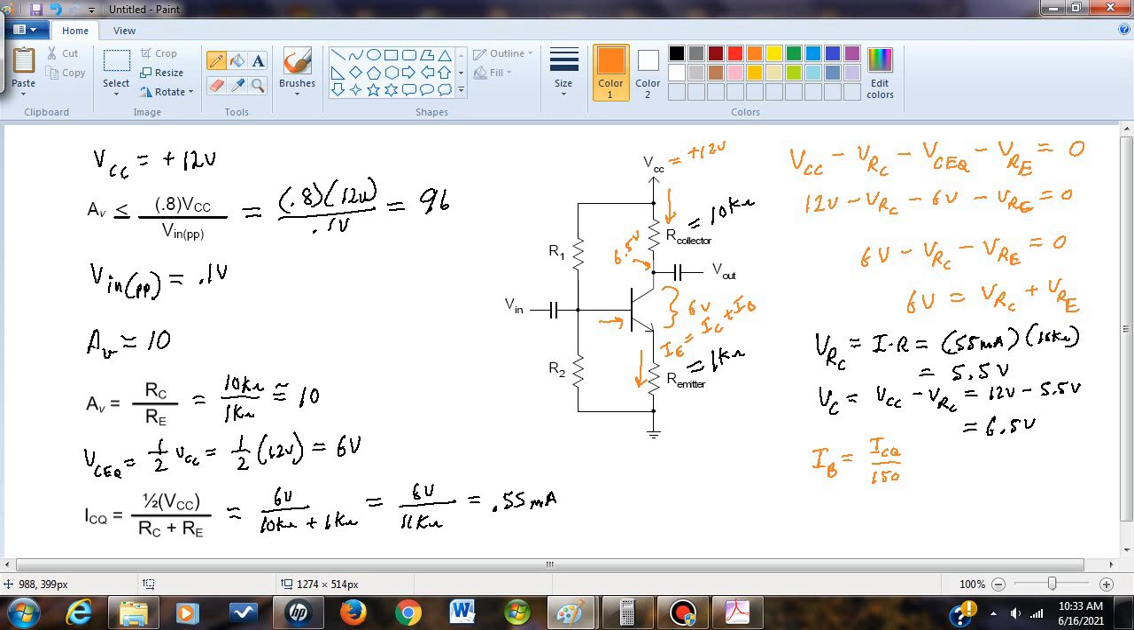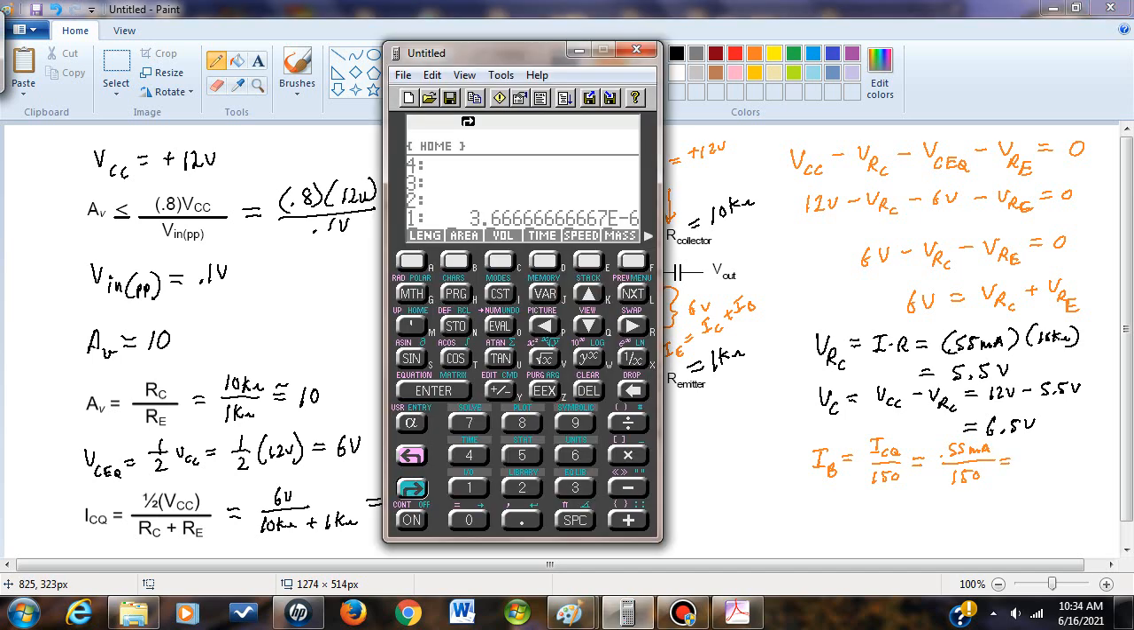But we can algebraically rearrange that to solve for IB, where ICQ is what we're going to be using in our equation, which is equal to 0.55 milliamps. And we're going to divide that by 150 to get the base current. The base current, as we can see here on the calculator, is going to be rather small. It's going to be equal to 3.67 microamps.